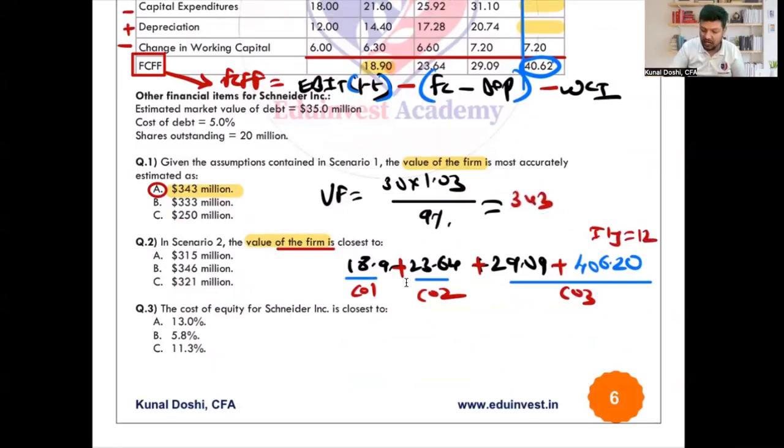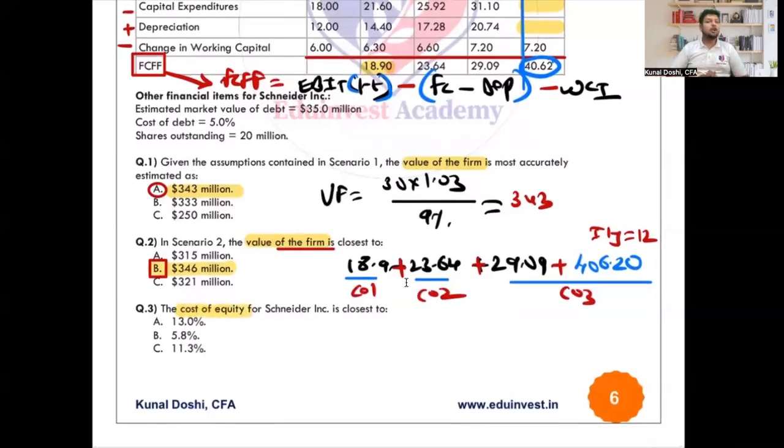Let's go to the cash flow function. Clear the cash flow register. My C01 will be 18.9. Enter. C02 has to be 23.64. Enter. C03 will have two values: 29.09 plus the terminal value 406.2, equal to, enter. My NPV discounting rate is 12. Enter. Compute. You should get 345.55 roughly. The closest is 346. Are you with me, everyone? Got it? Great.